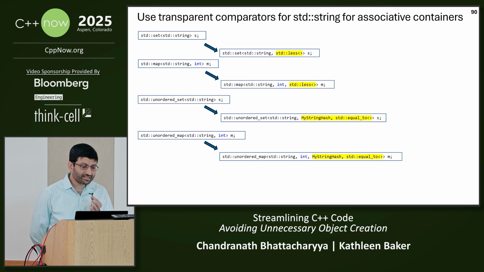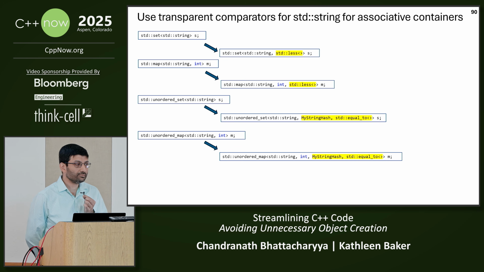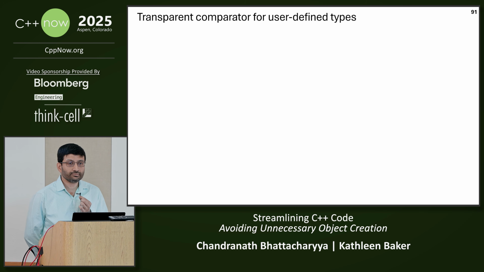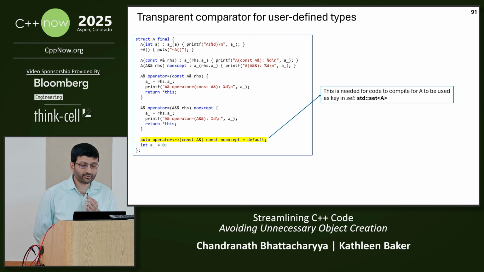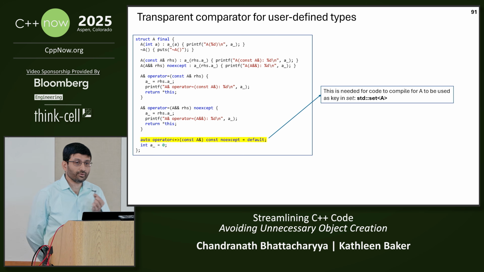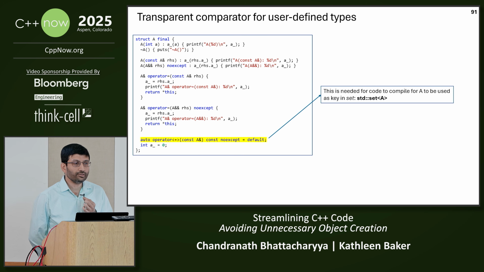Okay, so we have seen transparent comparators for string, which is a standard type. What about a user-defined type? So yes, we can do that too. For that purpose, first of all, we need to enhance our type, struct A. We just need to add a comparison operator over here. We are using the spaceship operator so that it can be used in std::set.